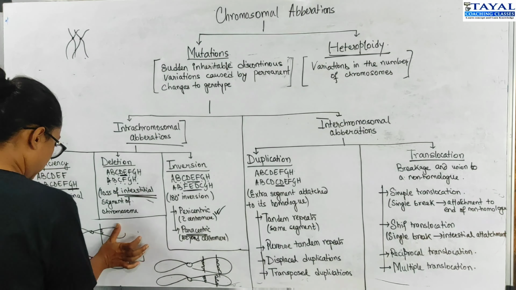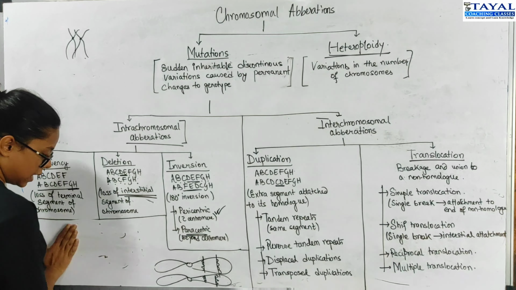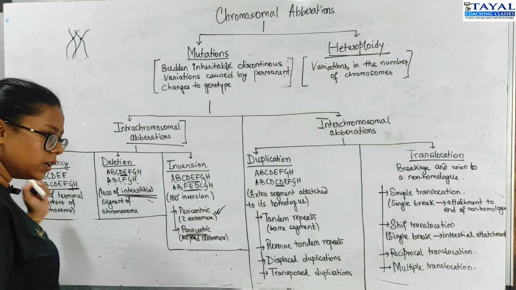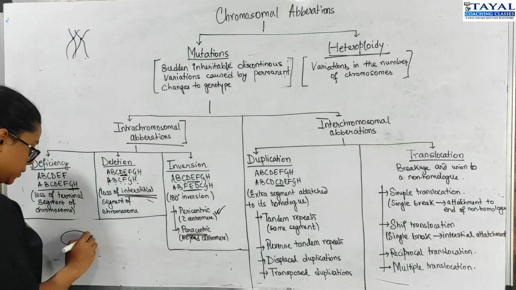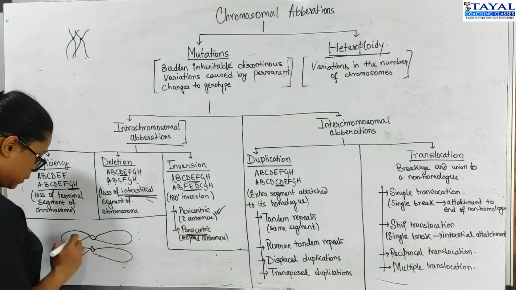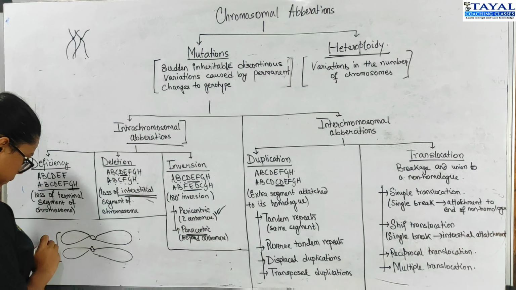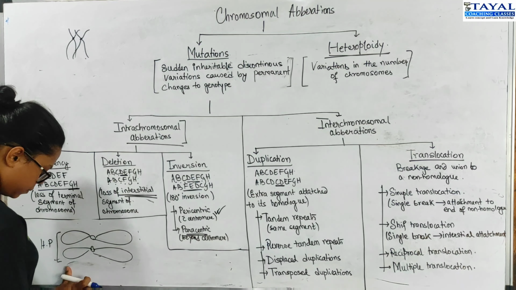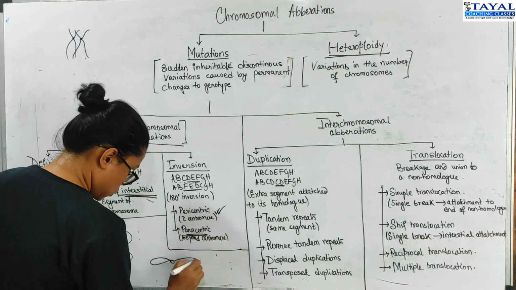Now, when we talk about interchromosomal aberrations, we have to understand that we are talking about aberrations happening between a homologous pair. So this is a homologous pair, right? This is another homologous pair, let's say. Let's draw it a bit differently. Let's say it's a smaller one.